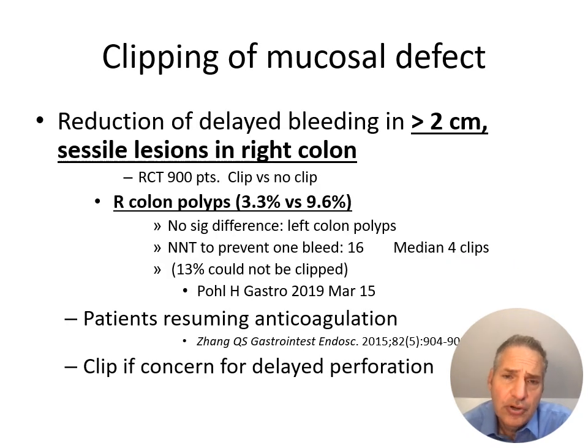Delayed bleeding may occur in up to 5 to 7% of larger right colon sessile polyps. Several studies have shown that clipping the mucosal defect after resection may reduce the rate of delayed bleeding down to about 3%. In particular, you might want to consider clipping the defect in patients who require resumption of anticoagulation, and if you have any concerns for the presence of a delayed perforation.